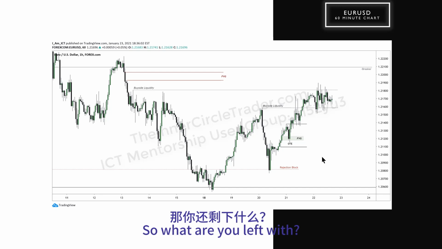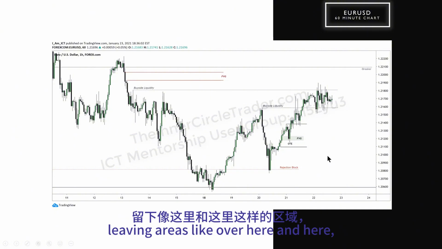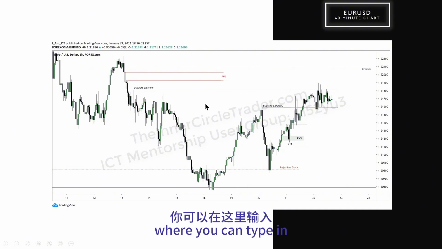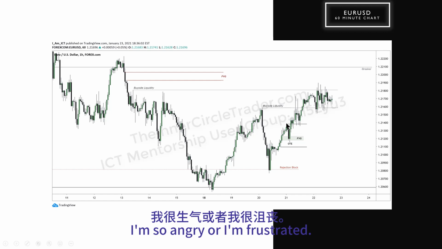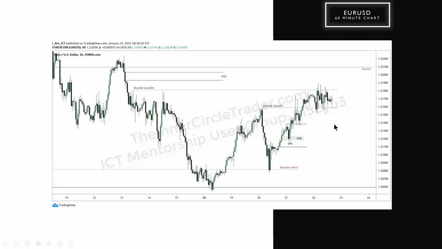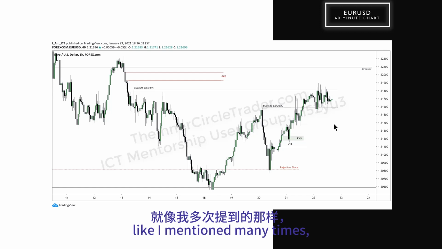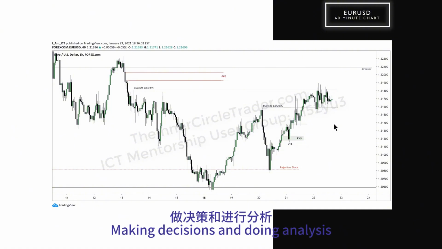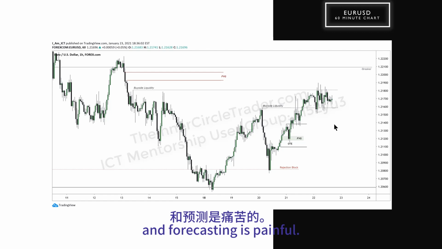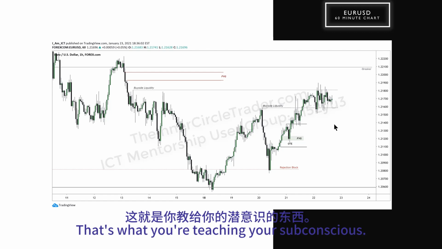So what are you left with? How do you use this information? You annotate your chart, leaving areas like over here and here where you can type in nothing that says, I was wrong, I'm so angry, or I'm frustrated. You don't want to use buzzwords like that, because if you do that, like I mentioned many times, you are feeding your subconscious with: charts are bad, charts are harmful, making decisions and doing analysis and forecasting is painful. That's what you're teaching your subconscious.